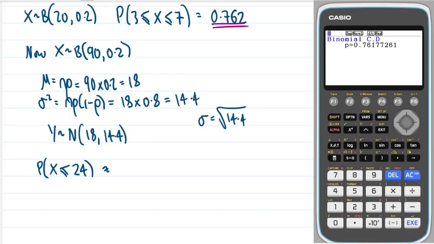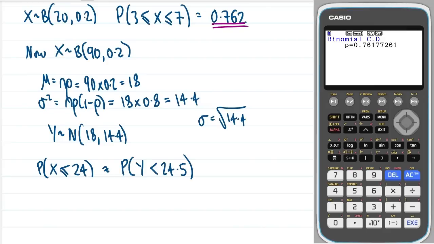Now using the normal approximation, because the distribution is continuous, we have to think what is the largest number possible which would round to 24 or less. Well, the largest possible number we could use would be 24.5, and that would round to 24 or less. So that is what we have to select using our continuity correction.